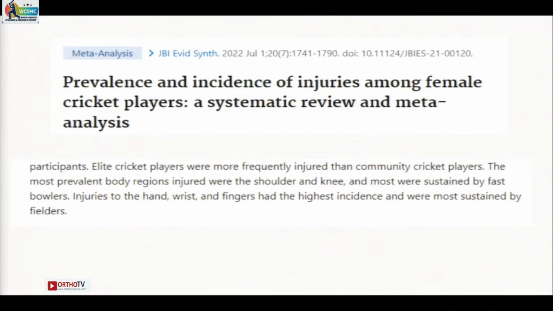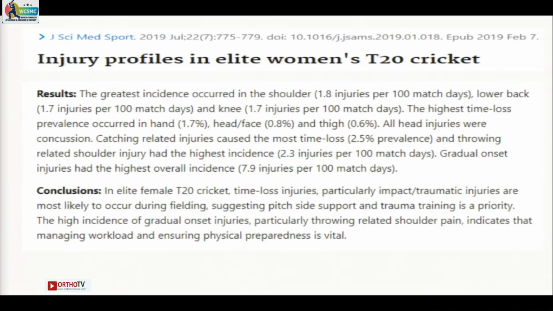It was very well said by the previous speaker that the shoulder is more of a prevalence injury, not so much of acute injuries. The more prevalent regions are the shoulder and knee. This is more common in female athletes. This is a study on elite women's T20 cricket, which found that the greatest incidence occurred in the shoulder in females.